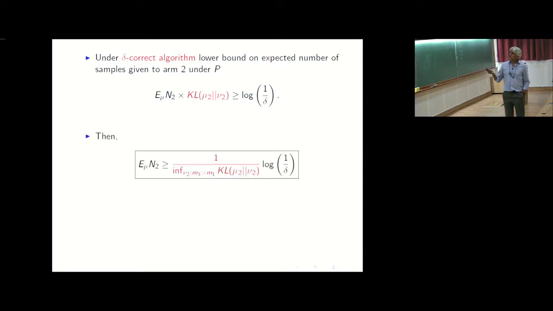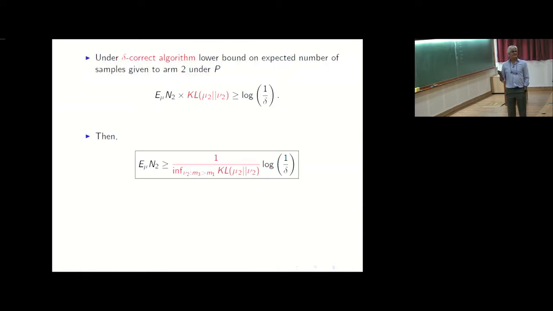Now, because nu2 could be any distribution which has larger mean than under mu2, I basically take an infimum over all distributions nu2, where the mean m3 is greater than m2. This is the mean here. So this is my lower bound on the number of times arm 2 must be sampled. So basically what's going on is, that's what I'm coming to. Everyone's stealing my punchline. But that's exactly right.